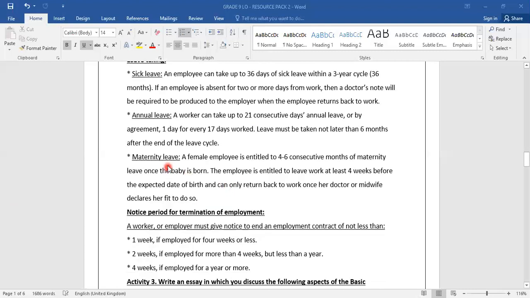Maternity leave is applicable to pregnant female employees, which states that a female employee is entitled to 4 to 6 consecutive months of maternity leave once a baby is born. The employee is also entitled to leave work at least 4 weeks before the expected date of birth and can only return back to work once her doctor or midwife declares her fit to do so.